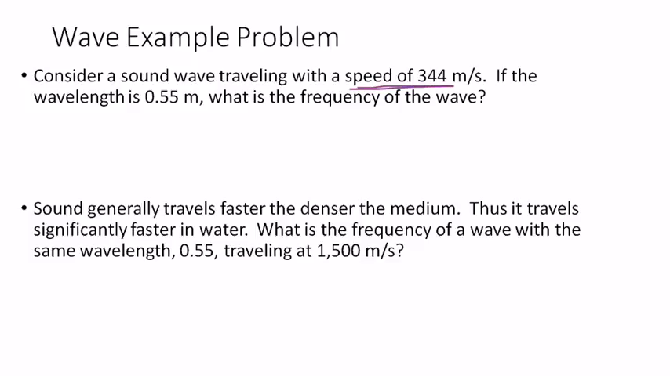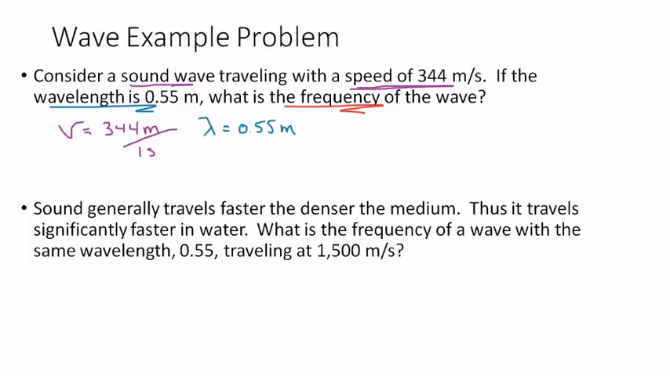So notice we're talking about sound, which is kind of fun. We have sound traveling through air at a speed of, and I'm going to go ahead and call that velocity, speed or velocity of 344 meters per 1 second, meters per second. And it tells us the wavelength. I'm going to use my fancy lambda. Wavelength is equal to 0.55 meters. And then the question must be, what is the frequency?